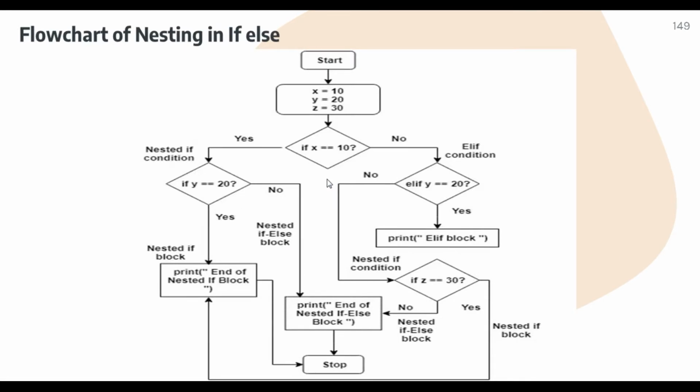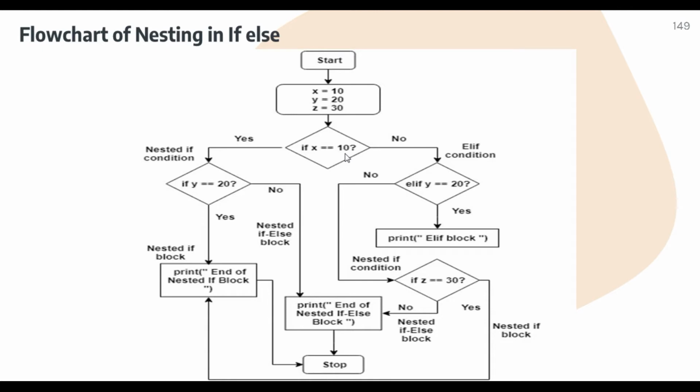Here you can see, student, a flowchart of nesting of if else. Suppose we start the program, and x, y and z are initialized with values like 10, 20 and 30. This diamond shows a comparison, so we use the if inside this diamond, as you have learned in the flowchart chapter. It shows comparison or decision making.